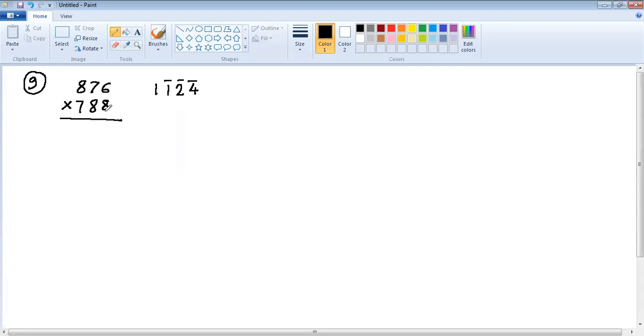Next, 8 above 5. So take complement. Complement of 8 is 2. Put dash, add 1. 8 plus 1, 9. Complement of 9 is 1. Put dash, add 1. So this 7 becomes 8. Complement of that is 2. Put dash, add 1. And now multiply.